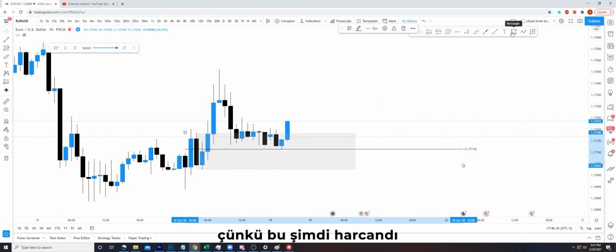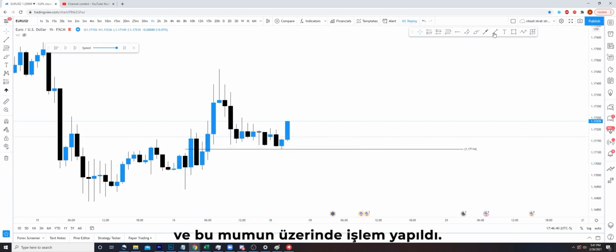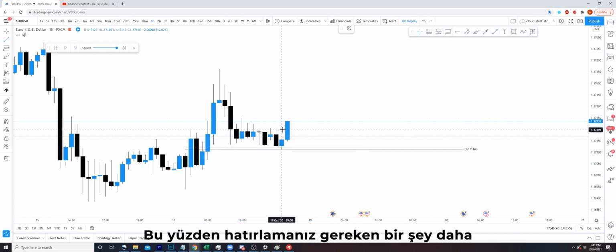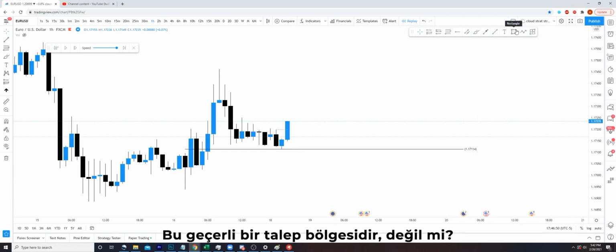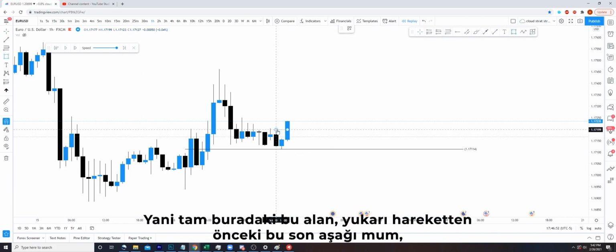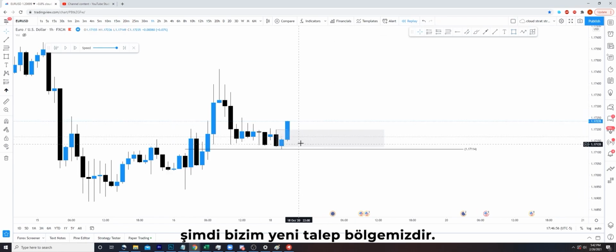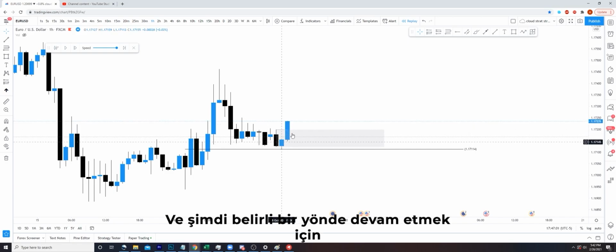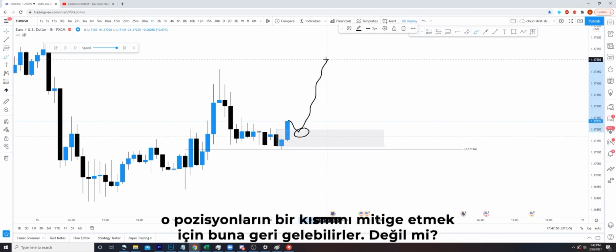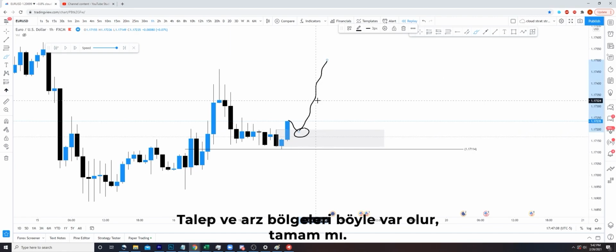Now, same thing applies. Because this is now spent, and this candle has been traded above, something you guys have to remember, and something you still should be taking notes of, once a down candle is traded through, that validates the demand zone. So this area right here, this last down candle before the up move, is now our new demand zone. So the expectation is that they had to sell into this to buy, and now they may come back to it to mitigate some of those positions to continue in a given direction, right? So this is how demand and supply zones exist, okay?